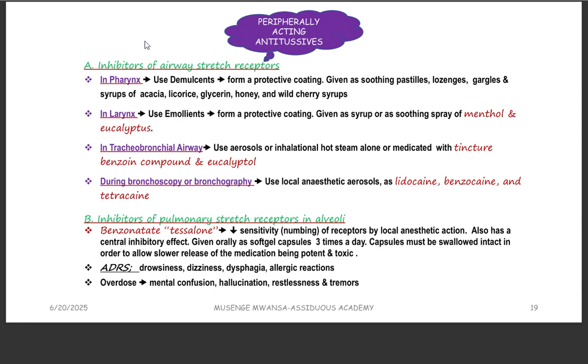So just take note, you have got these that inhibit the airway stretch receptors and then also in the alveolar. Maybe just note the examples. Okay.